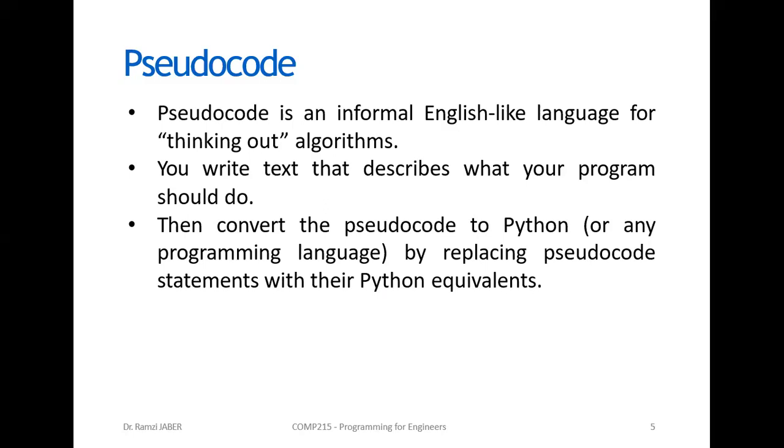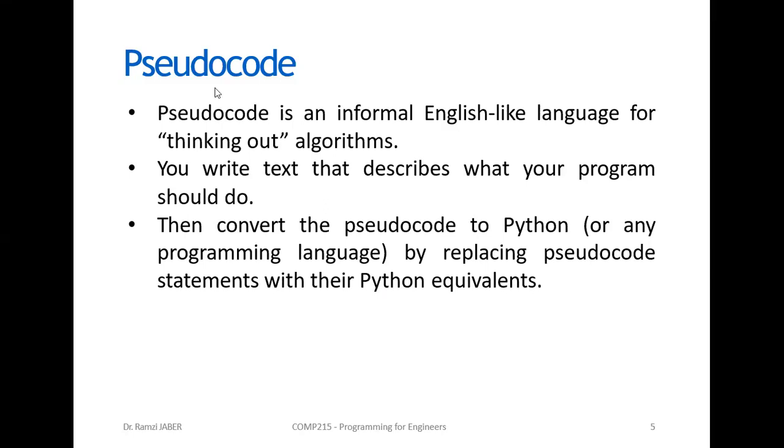Step 1, I will do that. Step 2, I will do another. Step 3, I will do something else. Step 4, I will do something else. So this is called an algorithm using pseudocode. We write our algorithm using pseudocode.